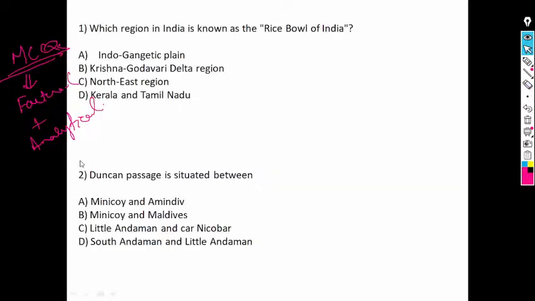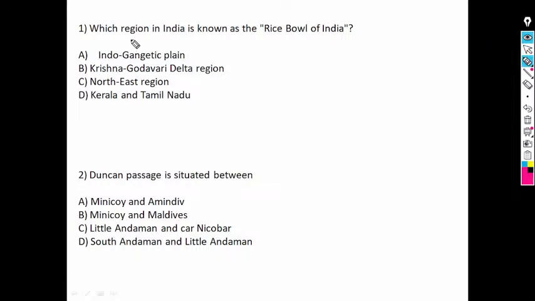Next, I will discuss with our question session now. First question: which region in India is known as the rice bowl of India particularly? Indo-Gangetic Plain, Krishna Godavari Delta, Northeast region, Kerala and Tamil Nadu. The rice bowl of India is your Krishna Godavari Delta.